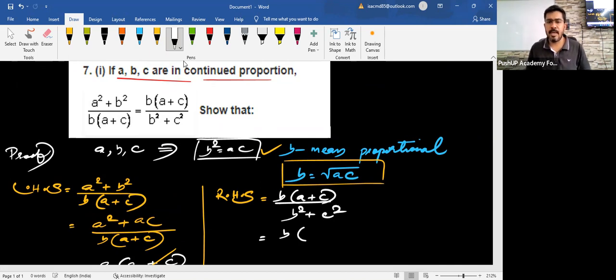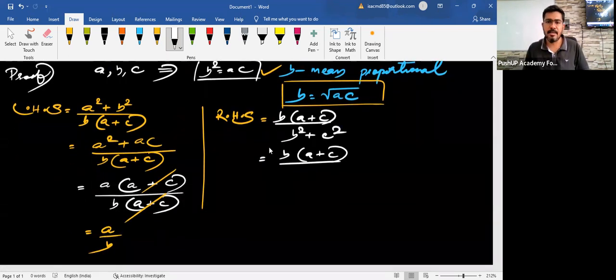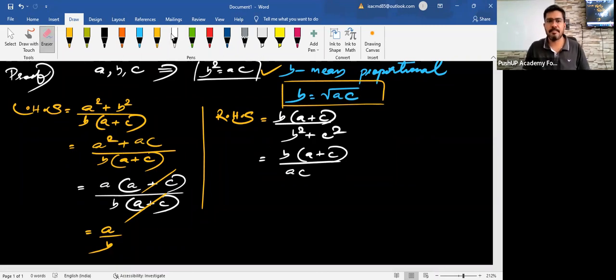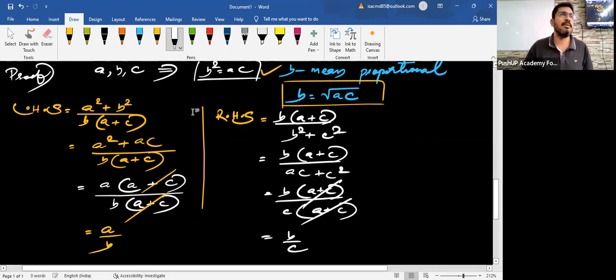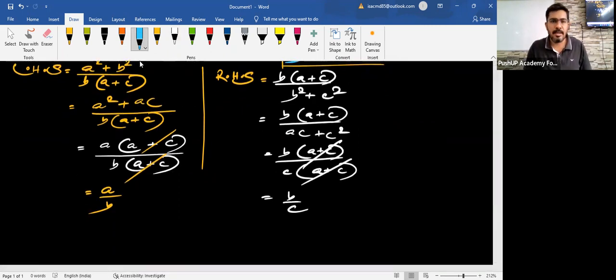B into A plus C divided by B square is what? AC. So let me replace it. AC plus C square. Now in the denominator, I am having C as a common factor. So it is C into A plus C. Again A plus C cancel. You get B by C. So you're wondering, the left hand side was simplified to A by B. The right hand side is simplified to B by C. Isn't it? Are they both equal?